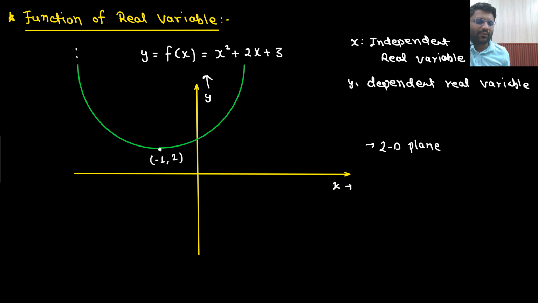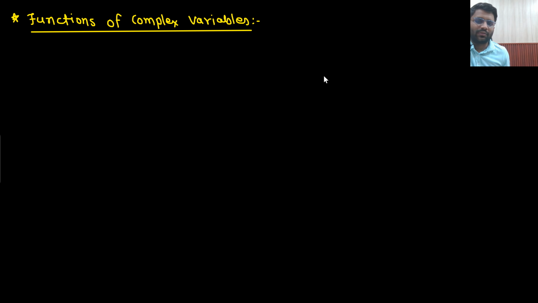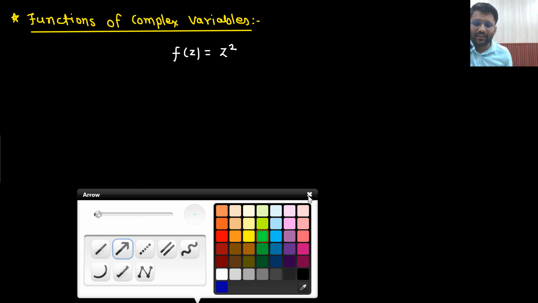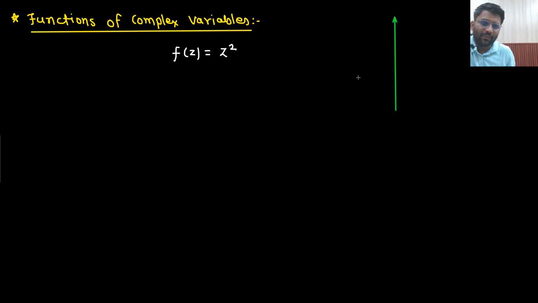Now we need to discuss functions of a complex variable. So now let's say z is my complex variable. I am making a function f of z, which is z square. f of z is z square. Can I plot the graph like this? Sir, f of z is nothing but z square. So can I plot the graph like this?